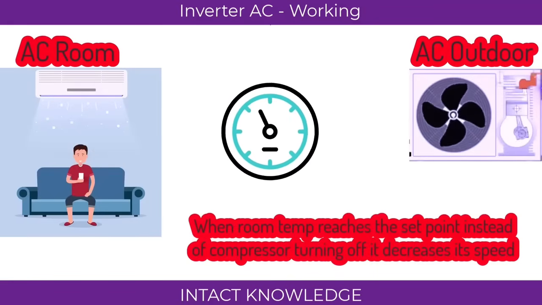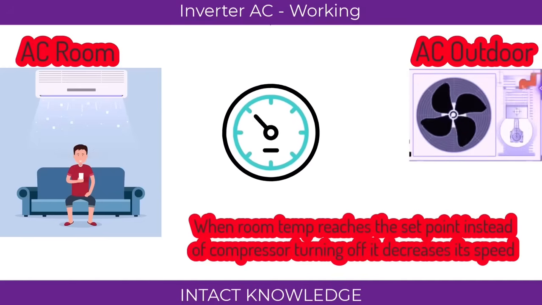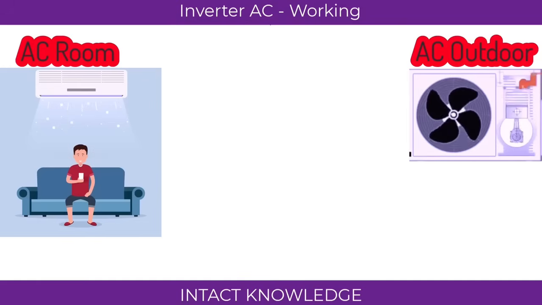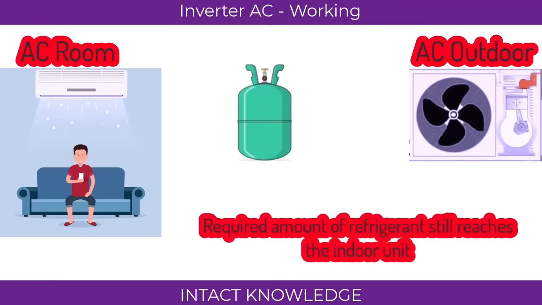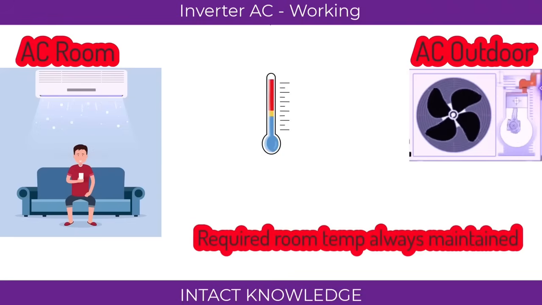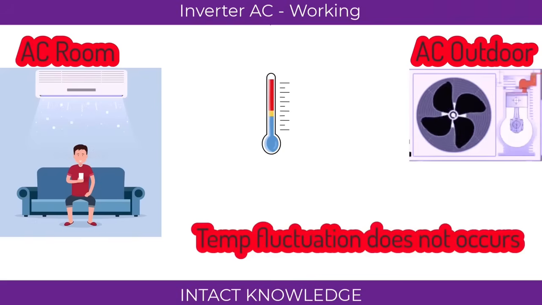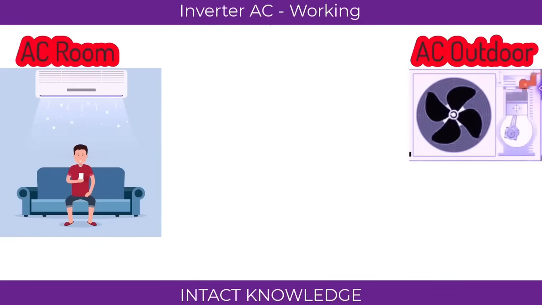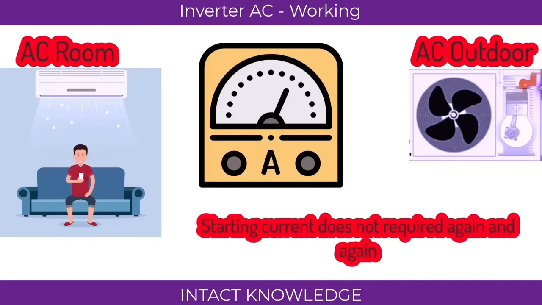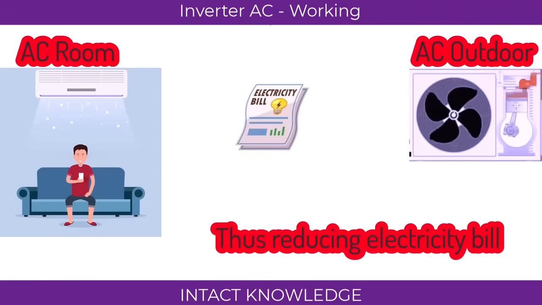If the room temperature reaches the set point in the inverter AC, instead of the outdoor unit turning off, the speed of the outdoor compressor will decrease. Thus, the refrigerant flow is not completely cut, and the required amount of refrigerant continues to go to the indoor unit. So, the required room temperature is always maintained. Due to this, temperature fluctuation does not occur in the room. Apart from that, the outdoor unit does not require much starting current, as it runs without being cut off. So, we can also reduce the electricity bill.